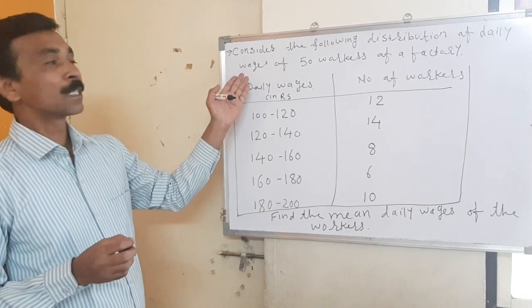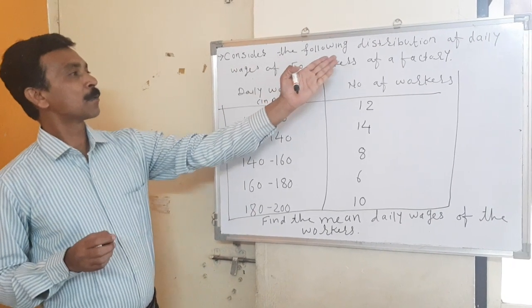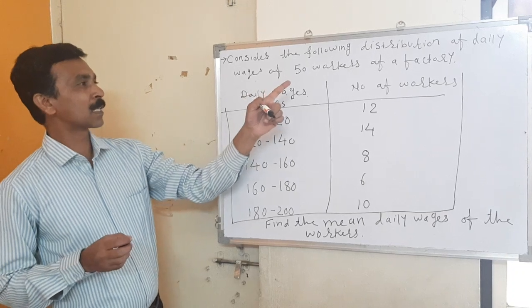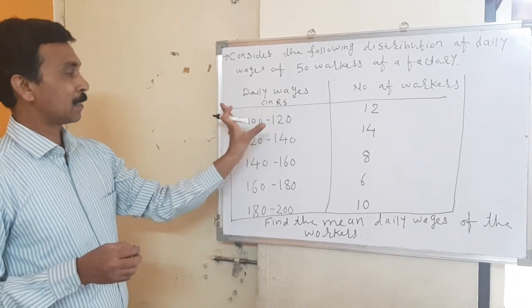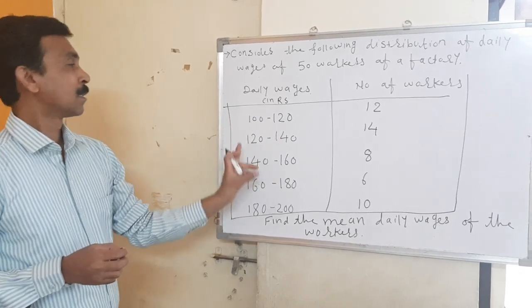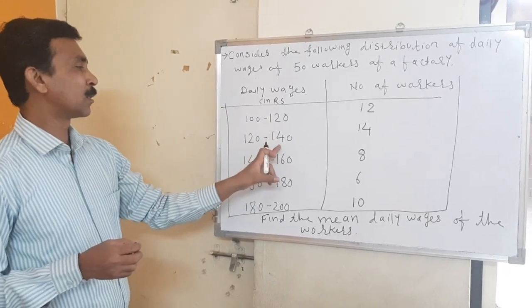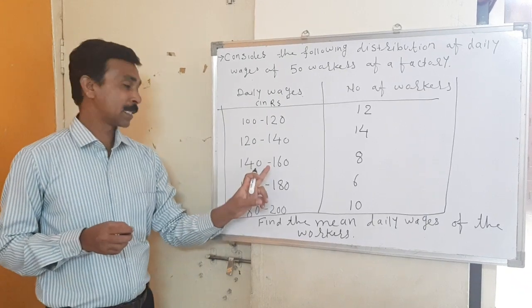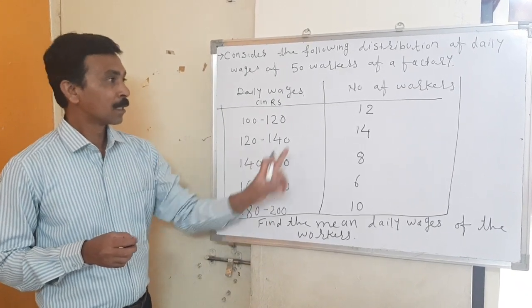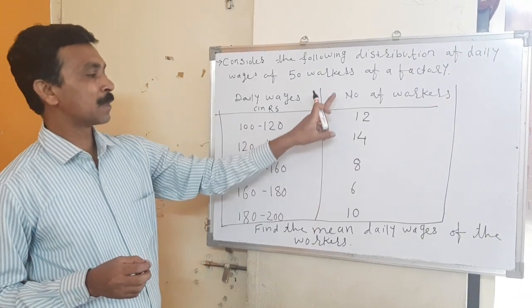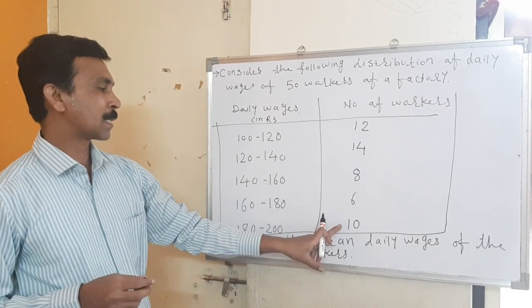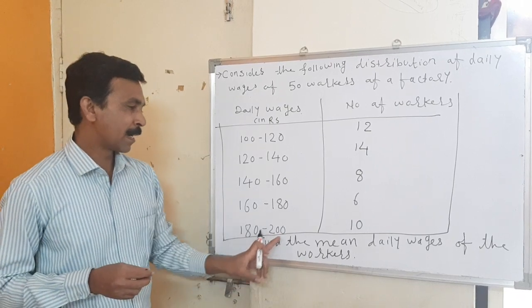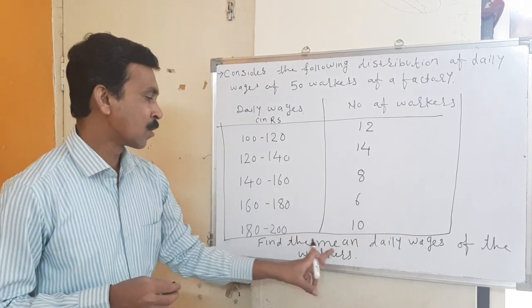I'll read the sum. Consider the following distribution of daily wages of 50 workers of a factory. Daily wages in rupees, it means this is the class interval: 100 to 120, 120 to 140, 140 to 160, 160 to 180. And these are the number of workers, means these are the frequencies: 12, 14, 8, 6 and 10. Find the mean daily wages of the workers.